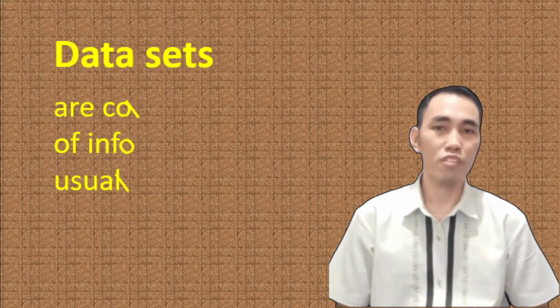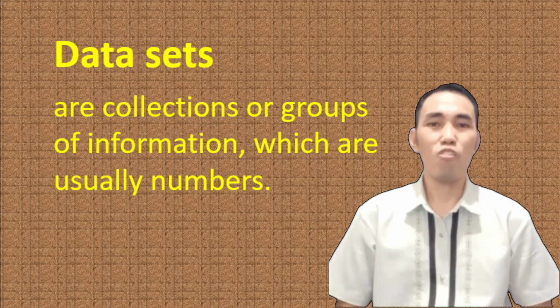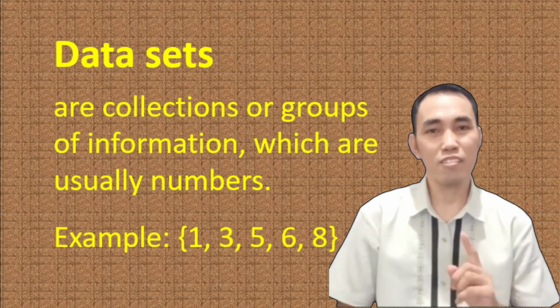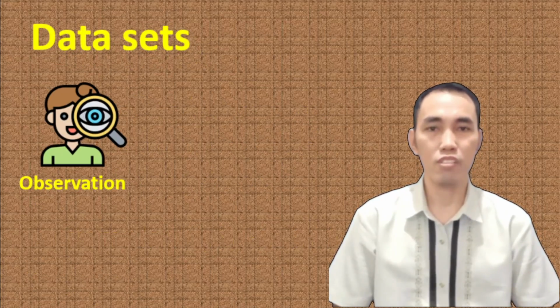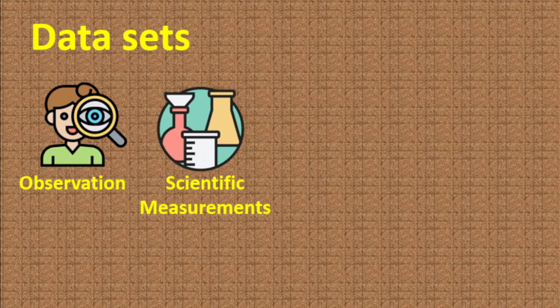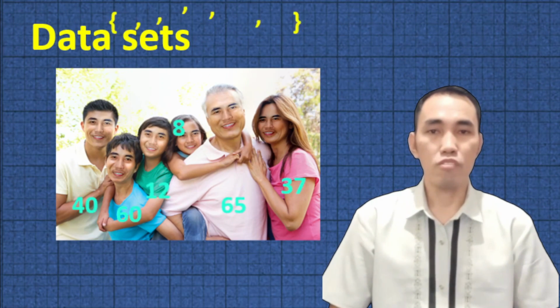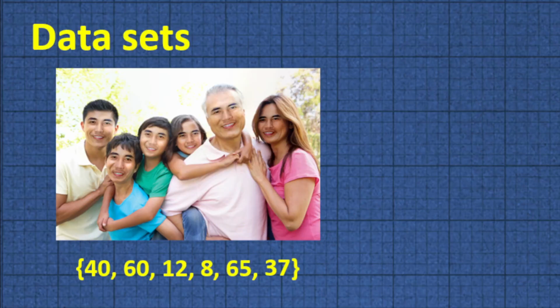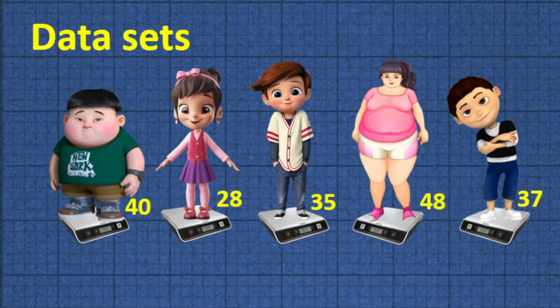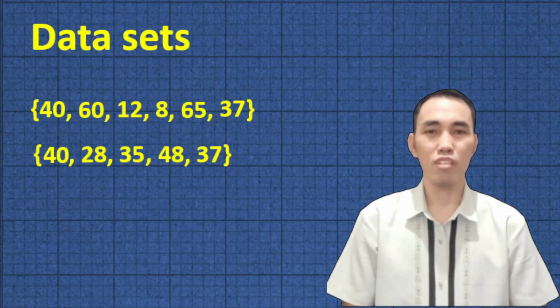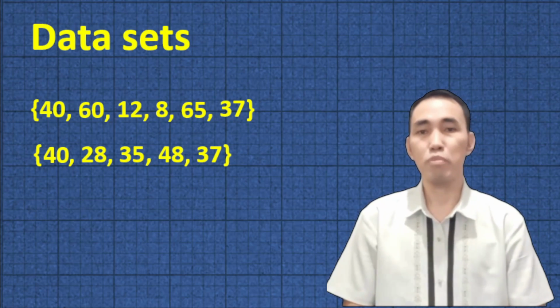As we have discussed in our previous lessons, statistics deals with datasets, and datasets are often just collections or groups of information, which are usually numbers. These numbers may be the result of an observation, scientific measurements, surveys, interviews, or any other data collection methods. For example, you might record the ages of each member of your family into a dataset, or you might measure the weight of each of your friends and list them into a dataset. Those datasets are small and easy to understand, but you could have much bigger datasets.